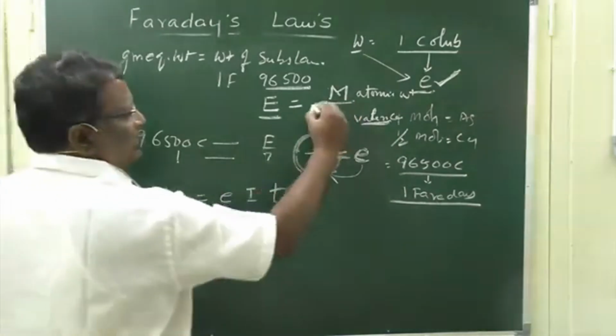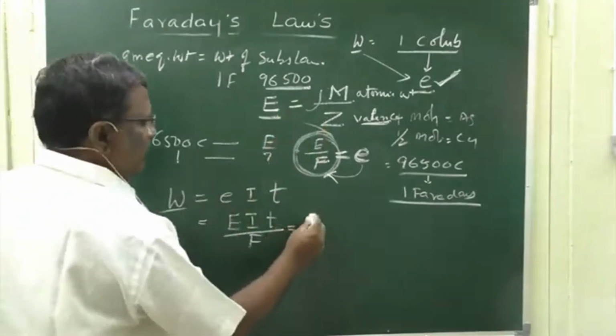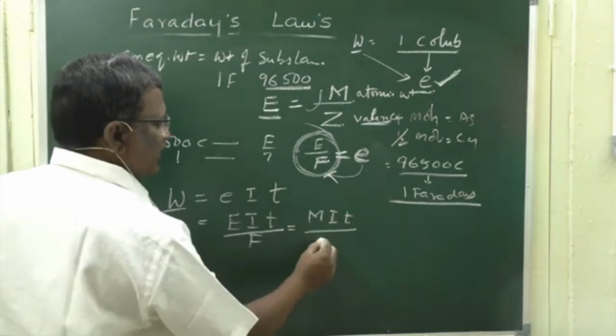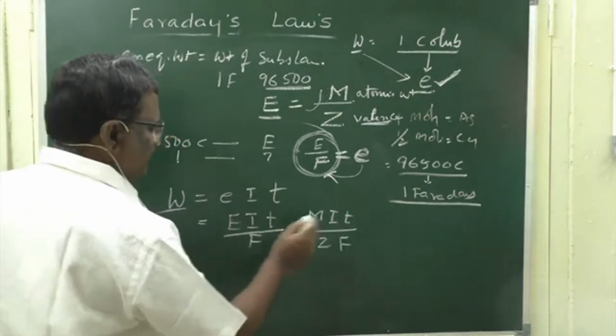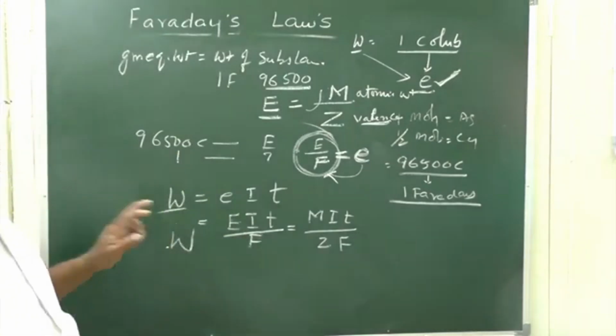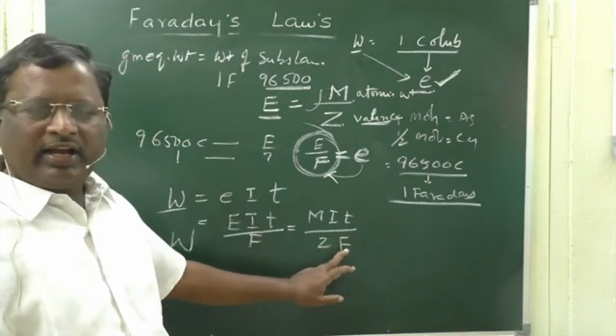But E is equal to m by Z. If you replace E with m by Z, then it will be W = m I T by Z F. This is the final relation between weight, atomic weight, strength of current, time of flow, valency and Faraday.